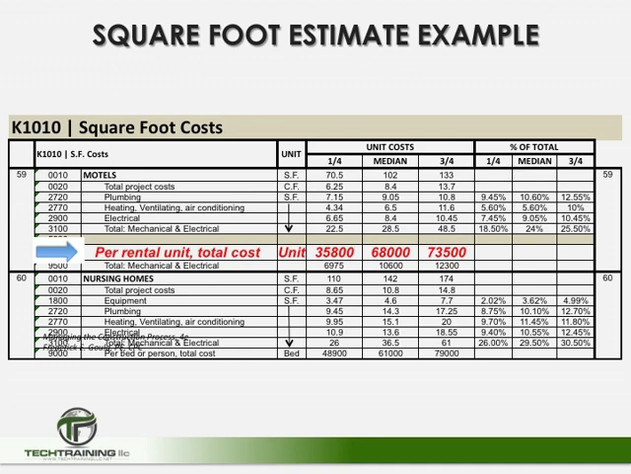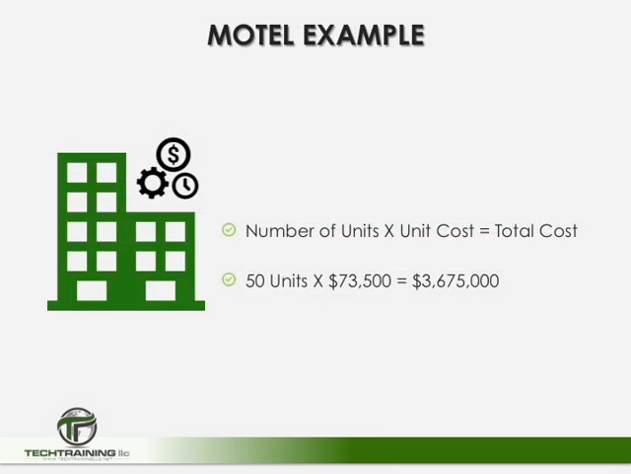So we can now calculate a base cost. Again, our motel is going to have 50 units in it, so we're going to take the number of units and multiply it by the $73,500, and we come up to $3,675,000. Now again, this is just the base cost. We still need to make adjustments for size, location, and other items. So let's go ahead and move on to the next step, but our base price is $3,675,000.